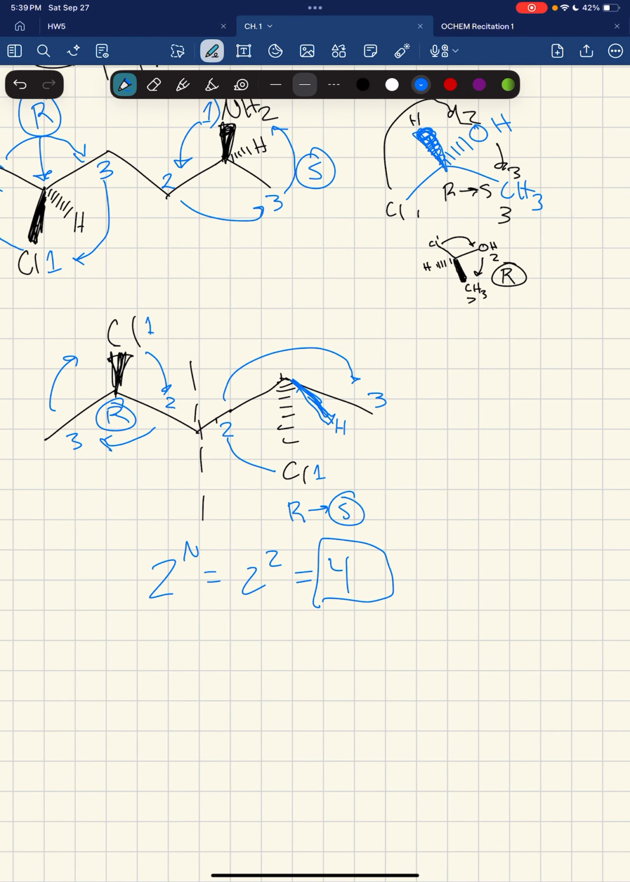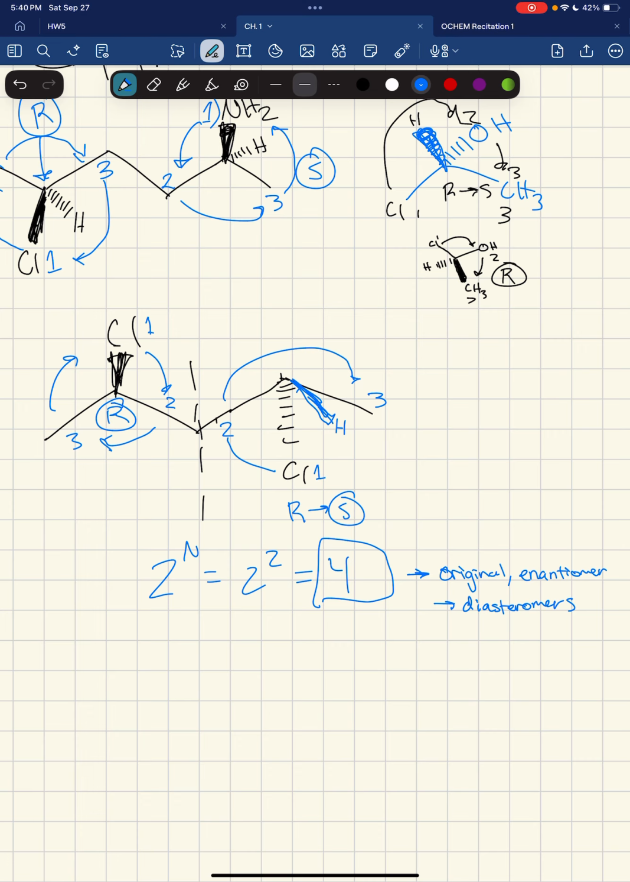With that, there's always going to be the original molecule, the enantiomer, and then the rest are diastereomers.